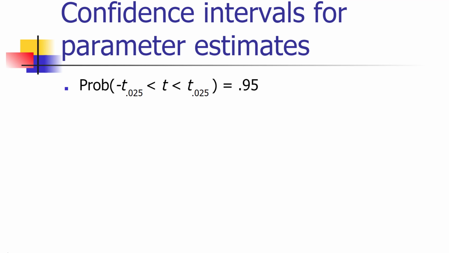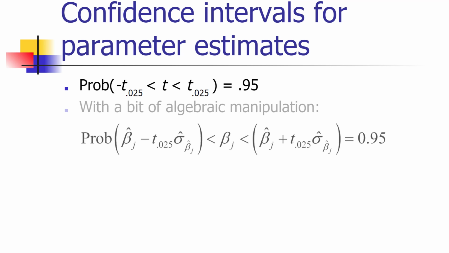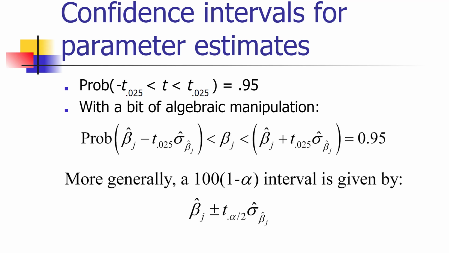Just manipulating this a little bit and replacing the formula for the t-value as beta hat divided by the standard error of beta hat in the case of a null hypothesis of 0, you can construct this confidence interval by just solving for beta j. The 100 times 1 minus alpha percent confidence level is given by beta j plus or minus your t-statistic times the standard error of your estimator.